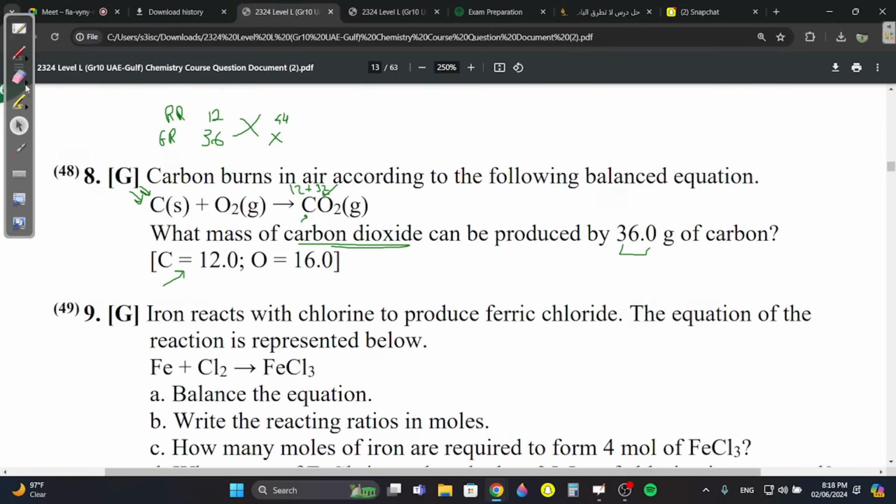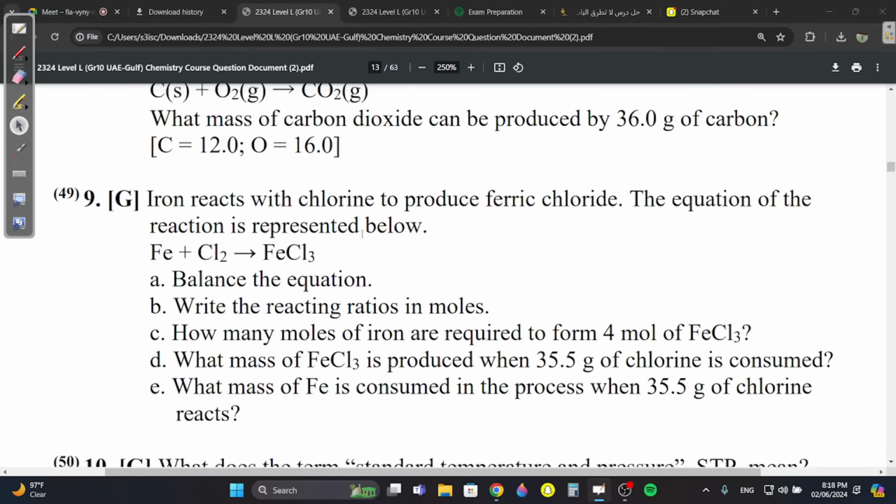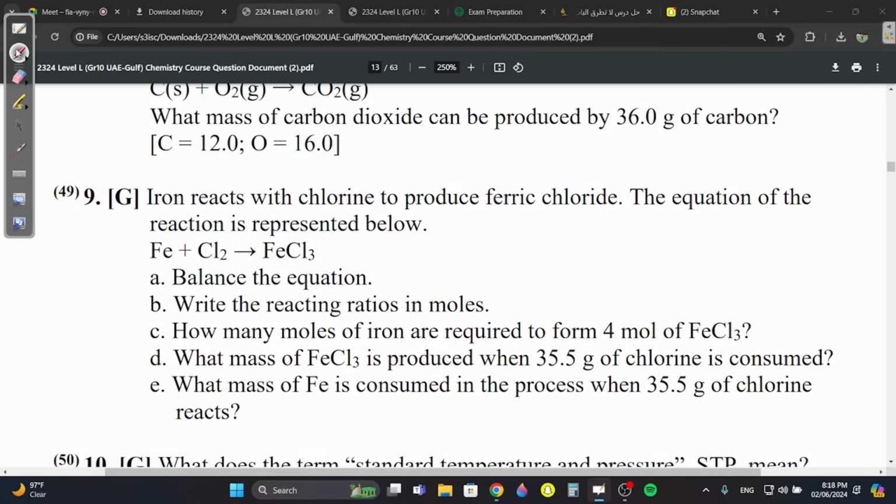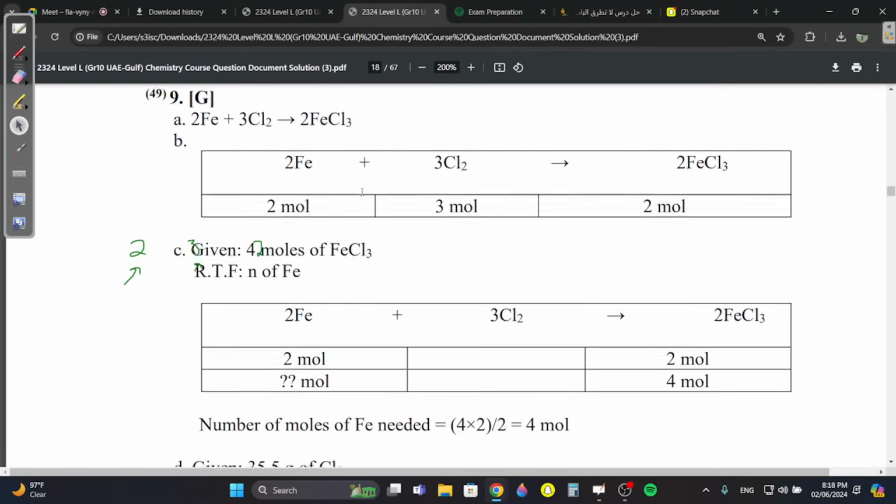Question 9. Iron reacts with chlorine to produce ferric chloride. The equation of the reaction is represented below. Balance. Since you have 2 here, 3 here, we start by multiplying this by 3, multiply this one by 2. Now you have 2 Fe, so multiply this one by 2. Write the reacting ratios in moles. Basically, you say 2 moles of Fe or iron reacts with 3 moles of chlorine to produce 2 moles of FeCl3. I think. I'm not sure.